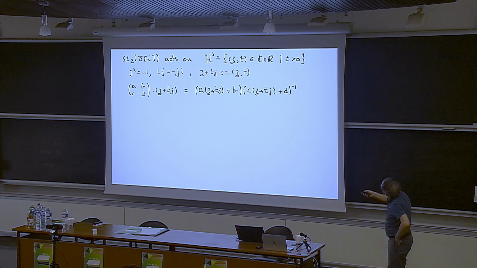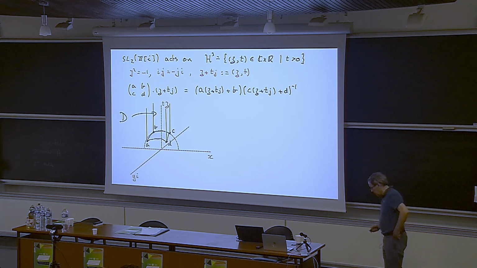But you can introduce some notation. You can introduce a j, which satisfies j squared equal to -1, and i times j would be equal to -ji, and so on. Then you can write z comma t as z plus tj in that language. And then the action is, if I got it right, what you think it should be, except I think I should be taking the inverse of this matrix, so I've probably got it up to an inverse.